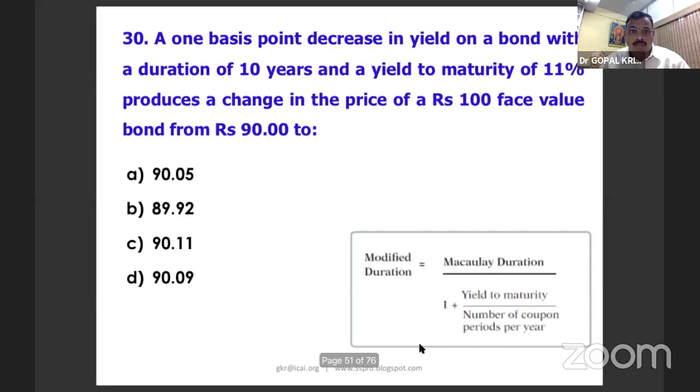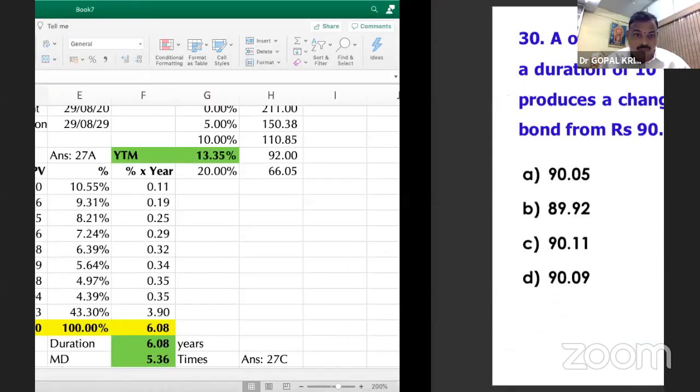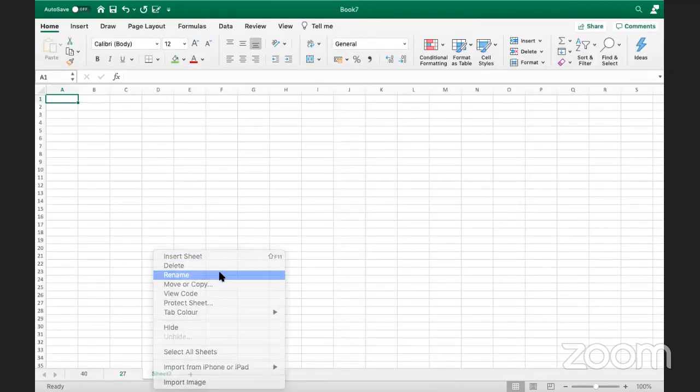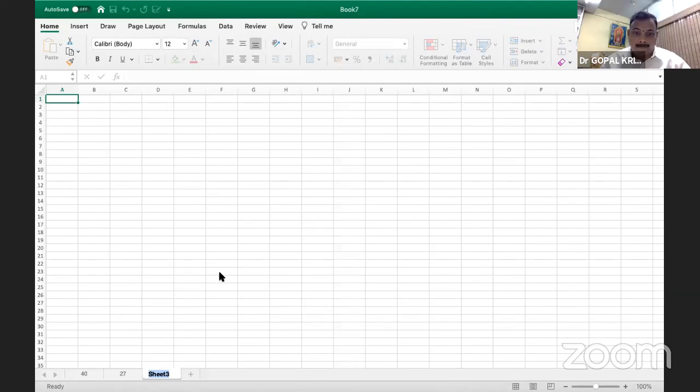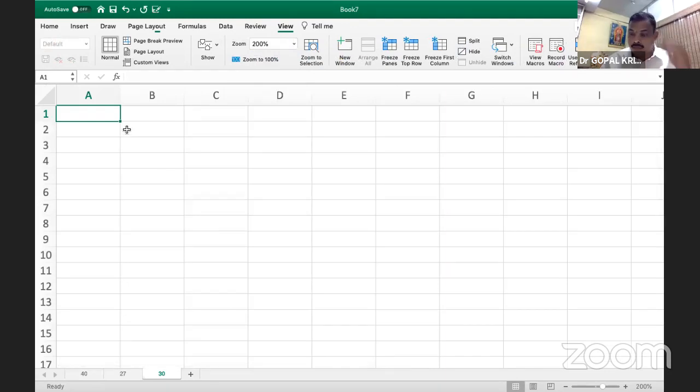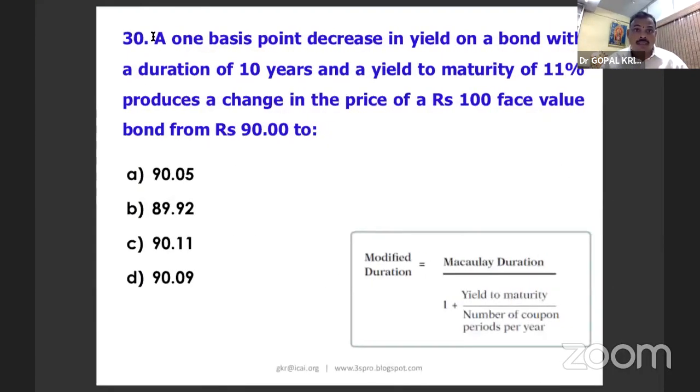Please look at this question, modified duration. There is a 1 basis point decrease in yield on a bond with a duration of 10 years and a yield to maturity of 11%. It produces a change in the price of a 100 rupee face value bond from rupees 90 to what? That is what the question is. So let me do that question here. This is 30. Yeah. So now he says duration is 10 years.